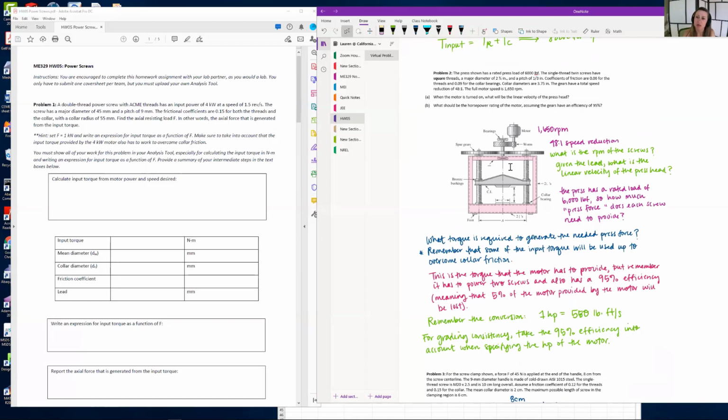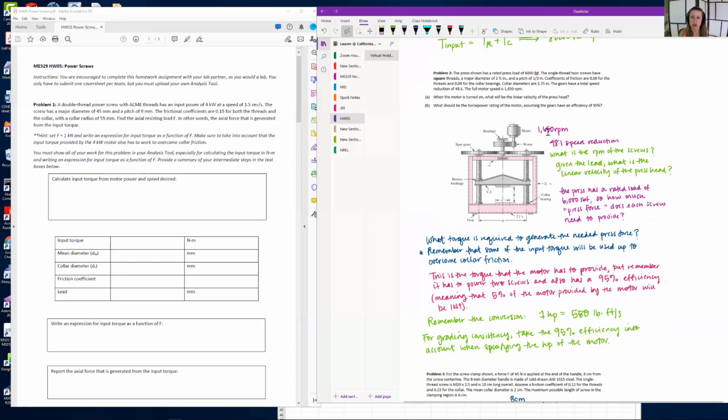Problem 2, I like this problem because it incorporates some of what we learned about gears. The press shown has a rated press load of 6,000 pounds, so you can think of that as the pressing capacity between the bottom and this top plate. The single thread twin screws, meaning that they're identical screws but single thread, have square threads, a major diameter of 2.5 inches and a pitch of 1/3 inch. Coefficients of friction are 0.06 for the threads and 0.09 for the collar bearings. Collar diameters are 3.75 inches. You can see the collars are down at the bottom, marked. The gears have a total speed reduction of 48 to 1, and the full motor speed is 1,650 RPM.